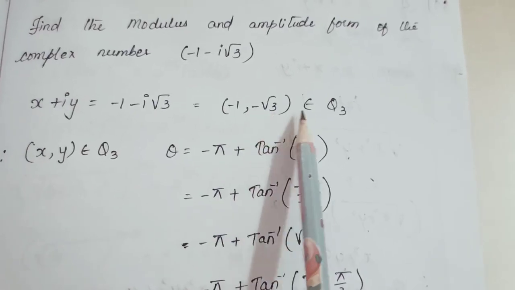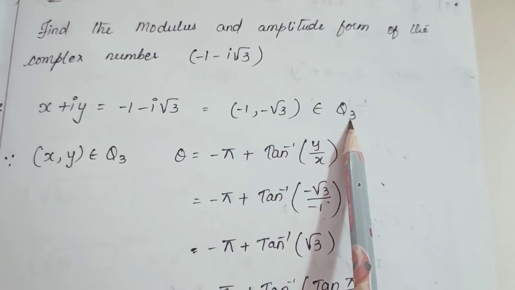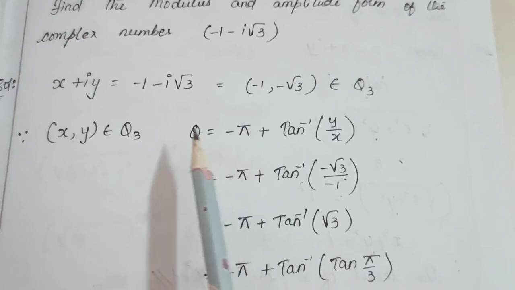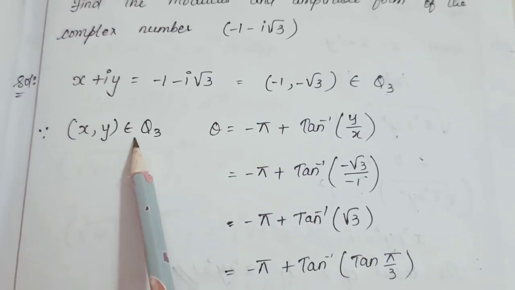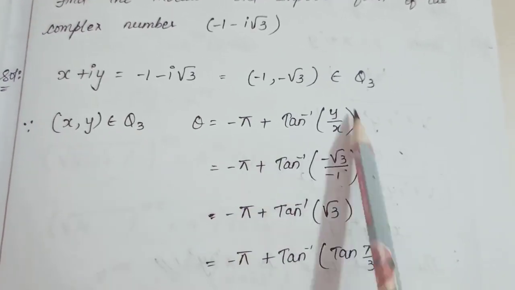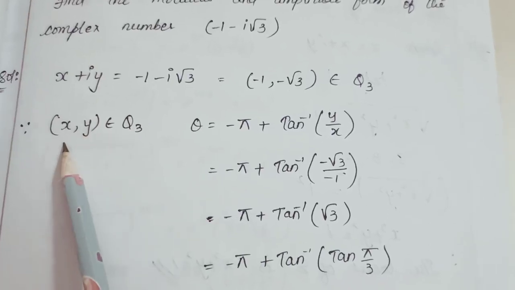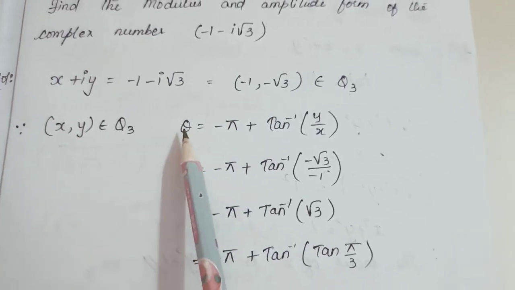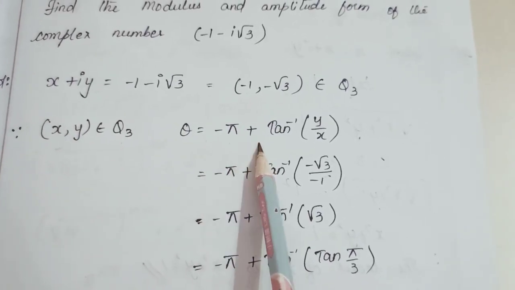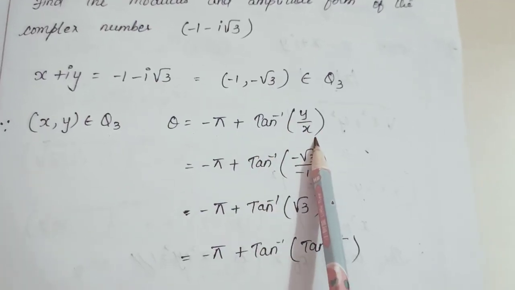Both are negative, so this belongs to quadrant 3. Here x comma y belongs to quadrant 3, it's a formula. Whenever the point belongs to quadrant 3, theta is equal to minus pi plus tan inverse of y by x, we have to use.